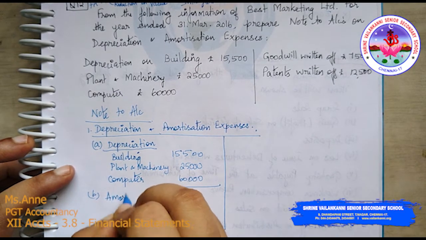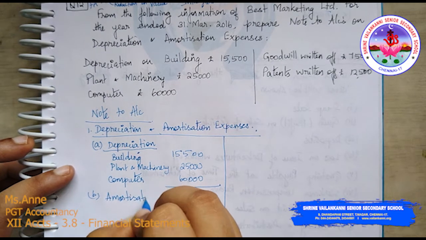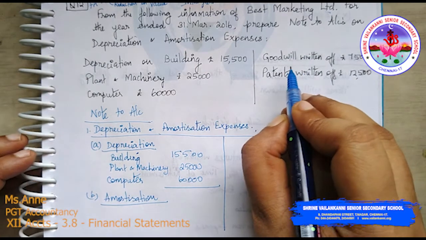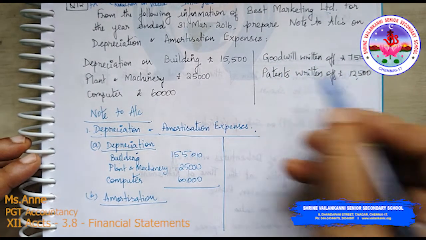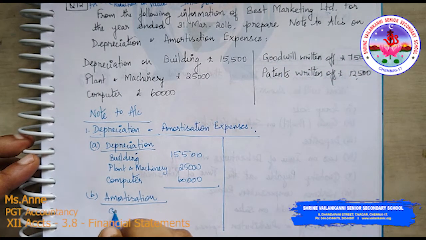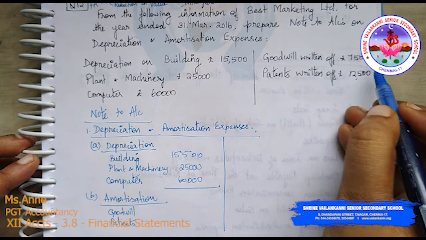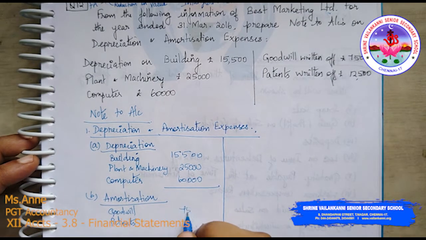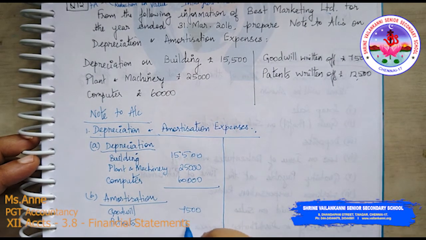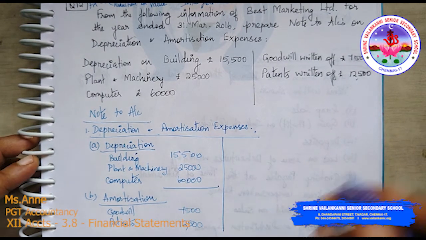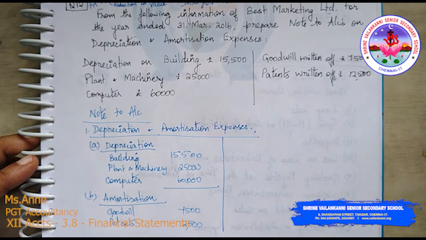Amortization, as we know, is the reduction in the value of intangible assets like goodwill and patents. So we are writing goodwill, patents. How much is goodwill? 7,500. And patents amortized, that is written off, is 12,500. Now amortized is otherwise called written off.